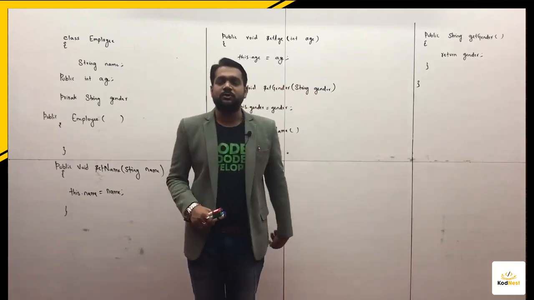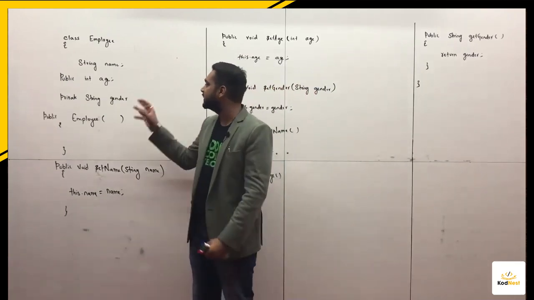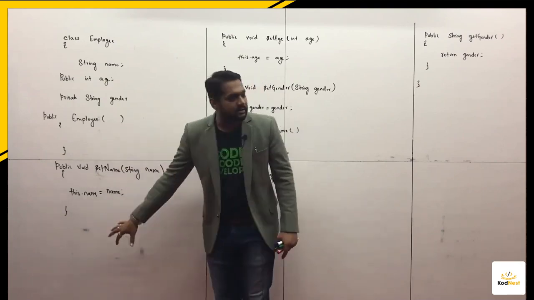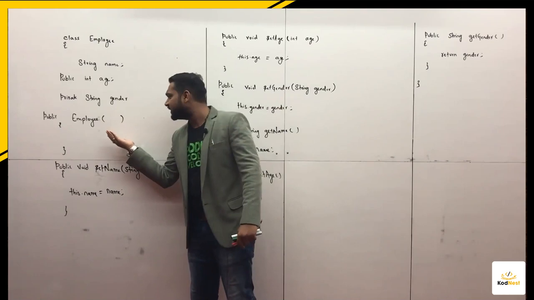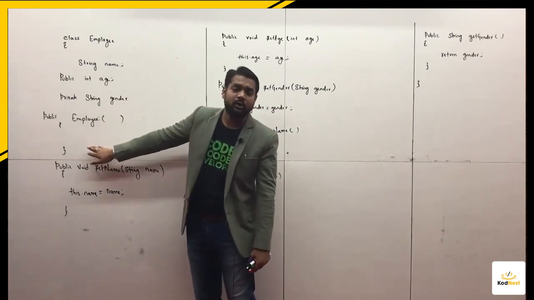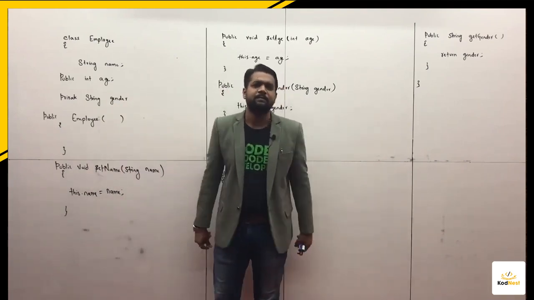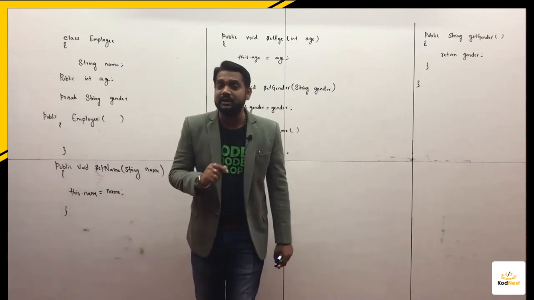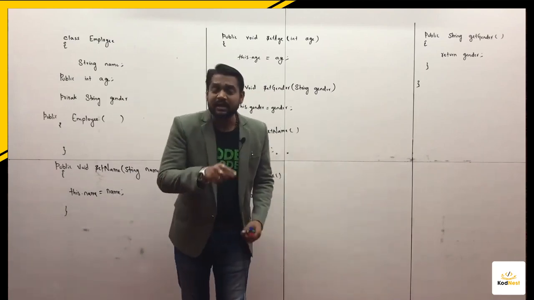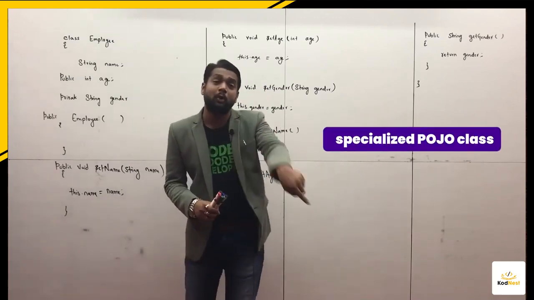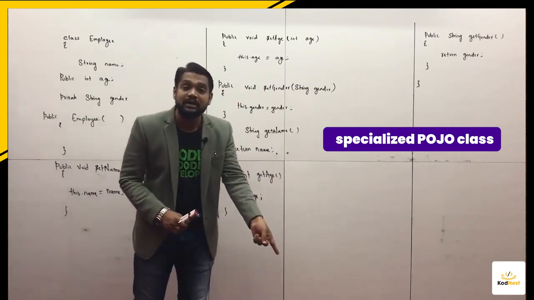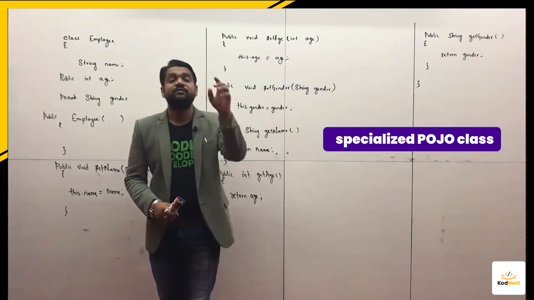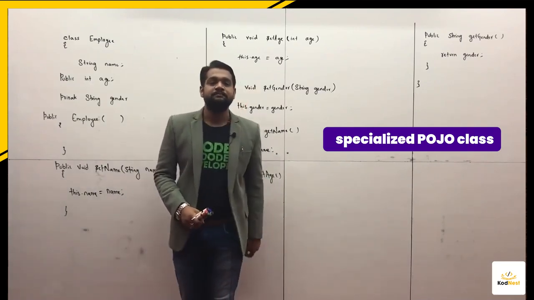Pojo class you have understood. Any class that has certain instance variables and has the public setters and getters for those instance variables, which may have the constructor or may not have the constructor, or a no argument constructor, becomes a Pojo class. Now what is a Bean class then? Bean class is a specialized Pojo class. Pojo class only, but specialized with many restrictions, with many compulsions.